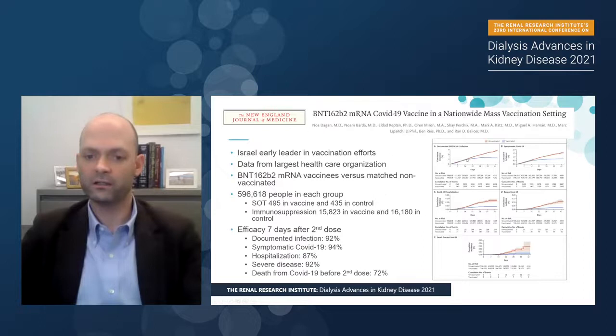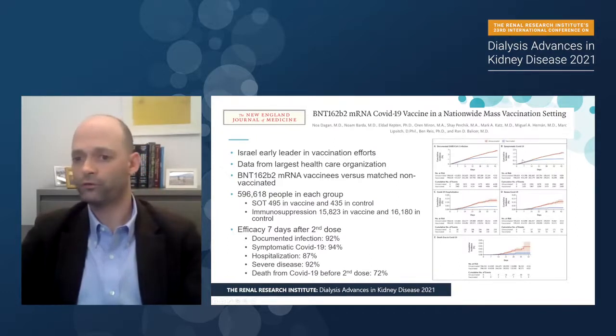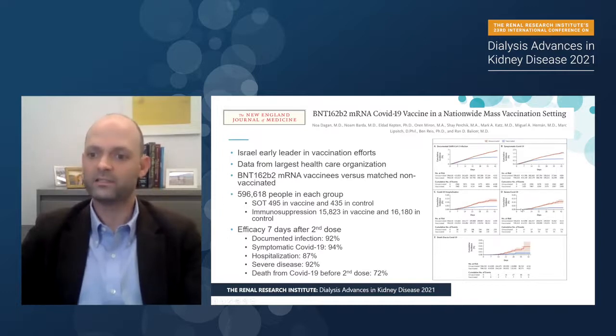And you can see here in the figure, documented SARS-CoV-2 infection, again, a quite remarkable separation by day 14. Symptomatic COVID-19, similar. COVID-19 hospitalizations, actually even better. At some point between 7 and 14 days, you could see a difference. And then severe COVID-19 also by day 14. The death due to COVID-19 also, although the data is not robust here, pretty significant results as well.